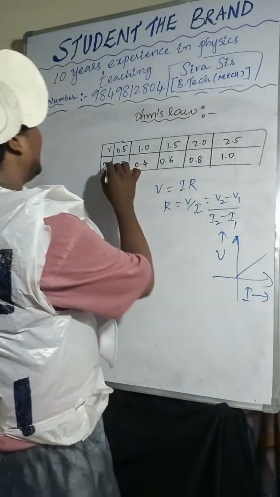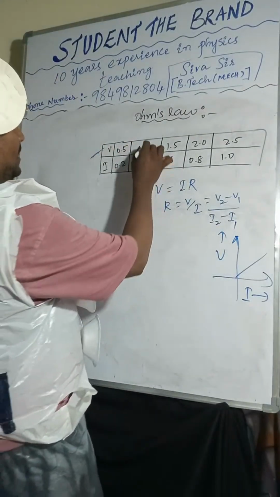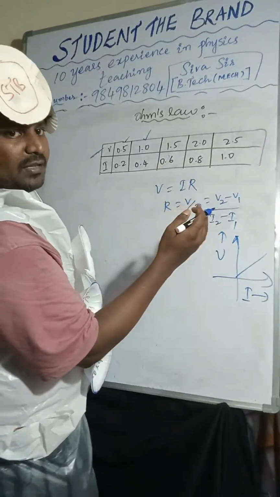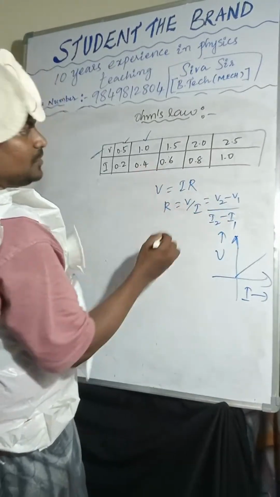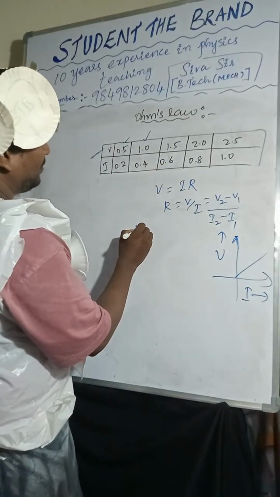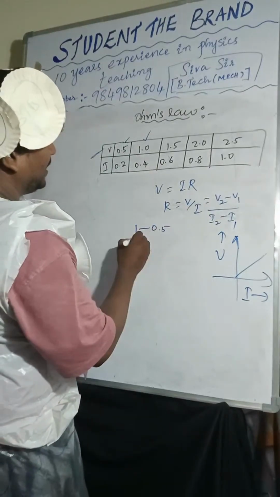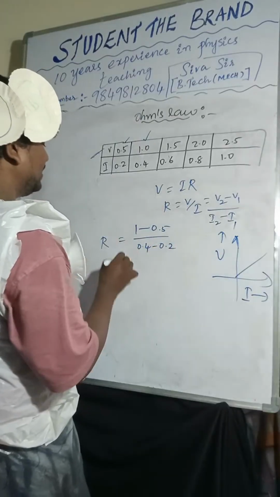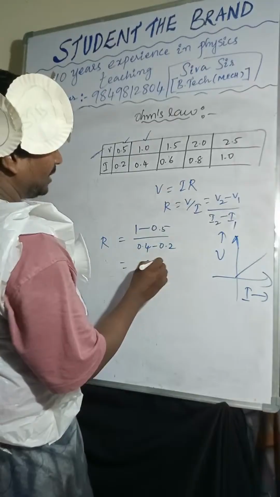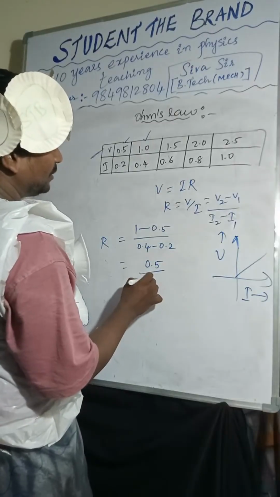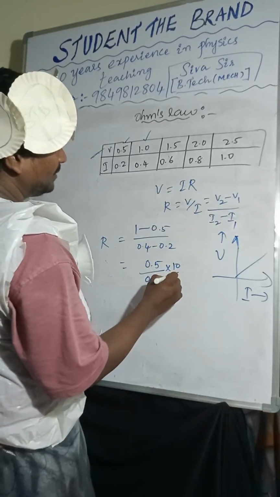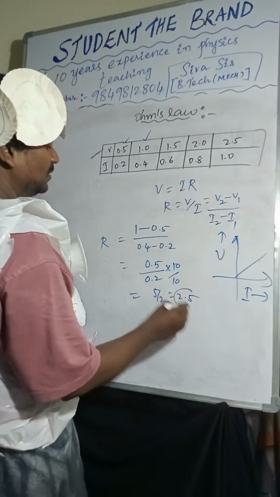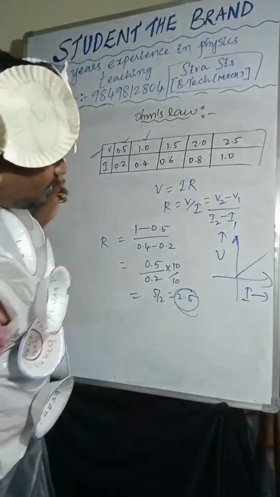So first we have to take the V value. I am taking this value and this value, then the next consecutive values. So you can consider 1 minus 0.5 by 0.4 minus 0.2. So you are considering R, right? So 0.5 by 0.2, that is 10 by 10, then we get 5 by 2, that is nothing but 2.5. So 2.5. Next, one more value you can consider.